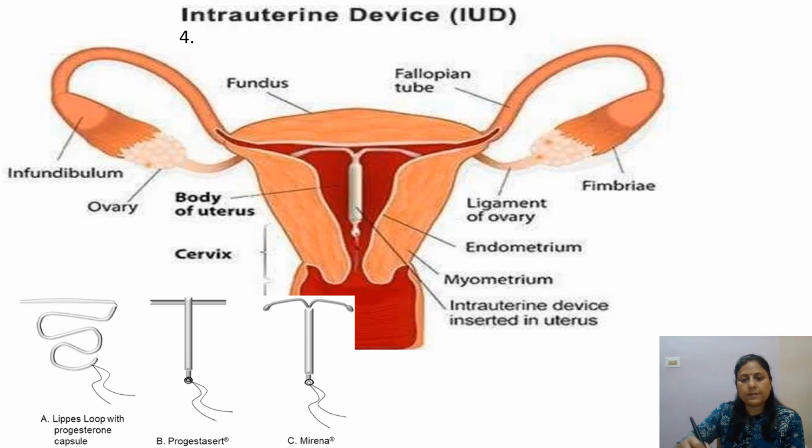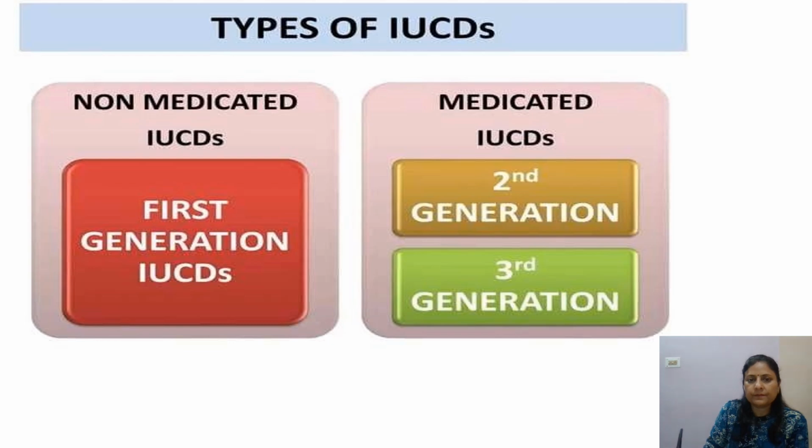Next, intrauterine contraceptive devices. These are devices you insert directly into the uterus, which prevent or block this area. They are broadly divided into two types: non-medicated and medicated intrauterine contraceptive devices. Non-medicated are the first generation intrauterine contraceptive devices, and medicated are second and third generation.